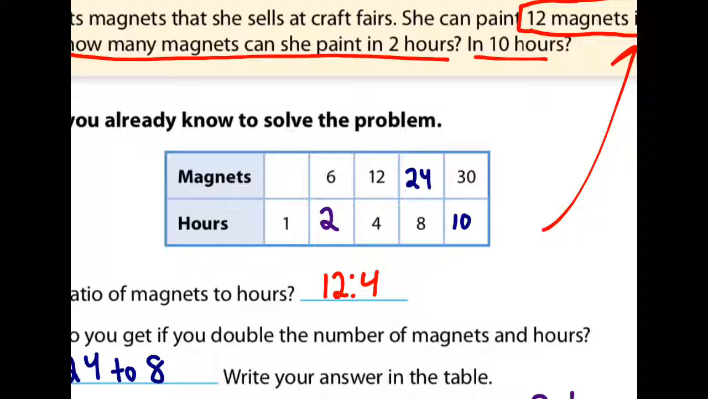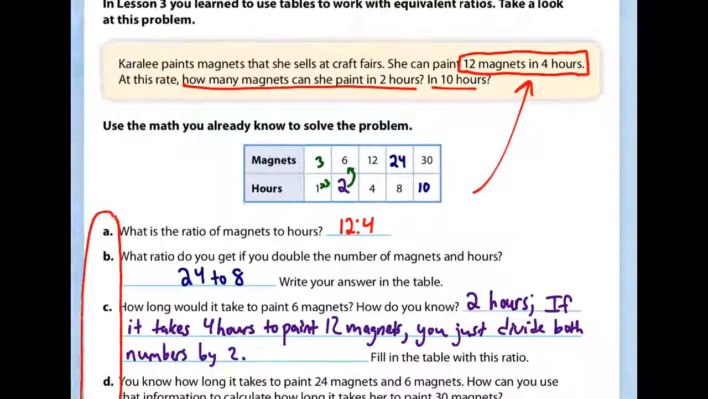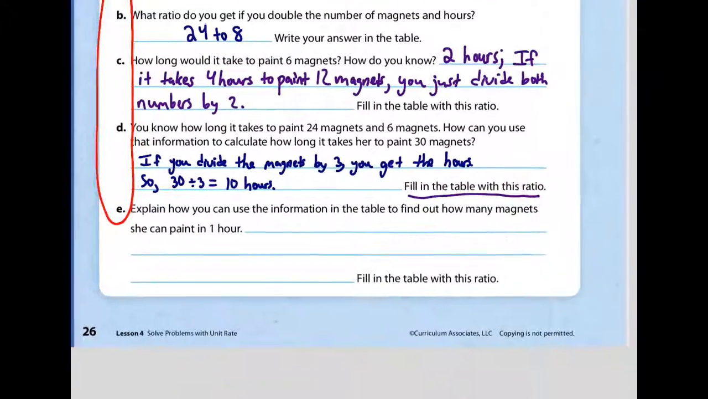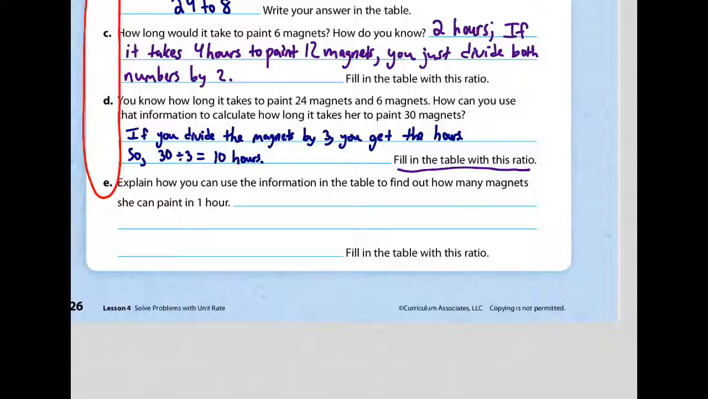Another possible way is maybe you think, well, if it takes 2 hours to do 6 magnets, if I just divide each of those numbers by 2, I'll get 3 magnets in 1 hour. So there's lots of different ways that you can get your answer. So I'm going to go with, I know if you multiply the hours by 3, you'll get your answer. So 1 times 3 is 3. So let me answer that question.